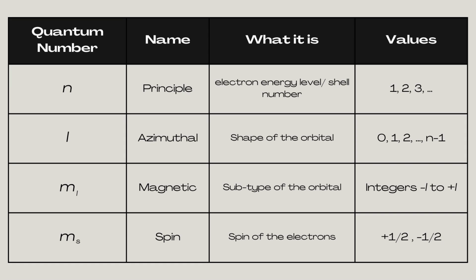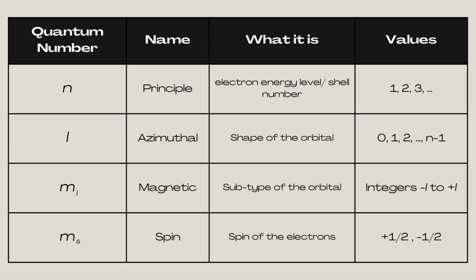Next, the angular momentum quantum number, or l, defines the shape of the electron's orbital. It ranges from 0 to n-1. The shapes correspond to the letters s, p, d, and f. An l value of 0 corresponds to the s orbital, 1 corresponds to the p orbital, and so on. Next is the magnetic quantum number, or m sub l. This number describes the orientation of the orbital in space, with possible values ranging from negative l to positive l.